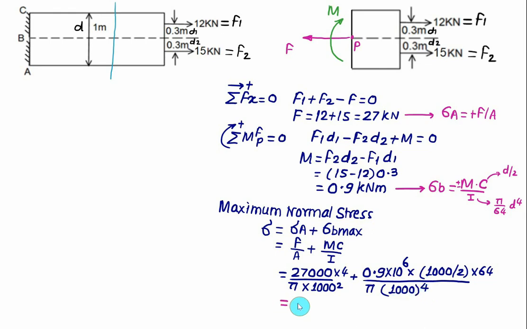Approximately this answer is close to 43.5 into 10 to the power minus 3. That will be megapascal, but we want kilopascal here, so you have to multiply by 1000. In that case, our answer is 43.5 kilopascal.